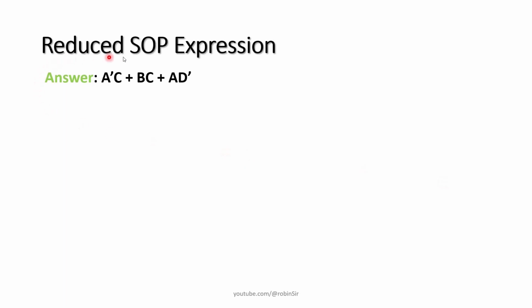And now we write down the reduced expression in SOP form. SOP means sum of products. So we take the sum of all the terms after reducing each and every quad, A0C plus BC plus AD0. We took all the reduced values and added them to form the reduced SOP expression. So this is our answer.